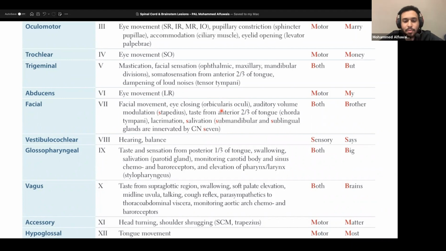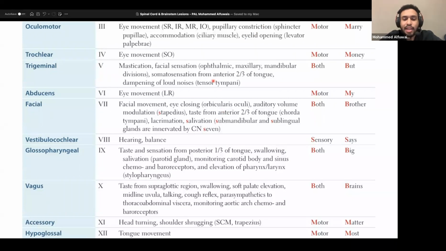The next thing is the auditory modulation through the stapedius. Again, it will control the stapes to decrease the amount of volume. So if you have a lesion of the facial nerve, the stapedius muscle won't be able to function. So the stapes will hit the oval window more. So you'll have hyperacusis, meaning that you'll hear louder volumes.